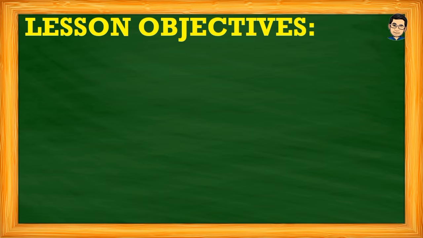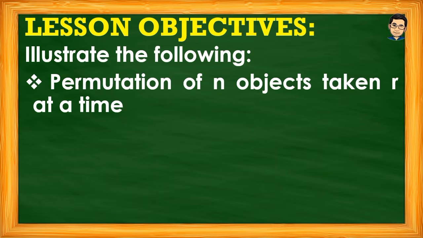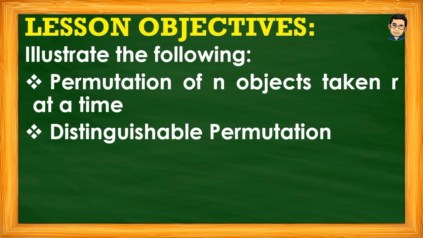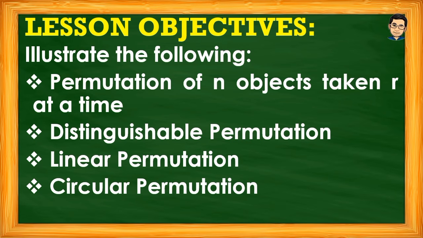So for the lesson objectives, we will illustrate the following. Permutation of n objects taken r at a time. So may formula po tayong ipe-present. And then as well as yung types of permutations. So distinguishable permutation, linear permutation, and lastly, circular permutation.